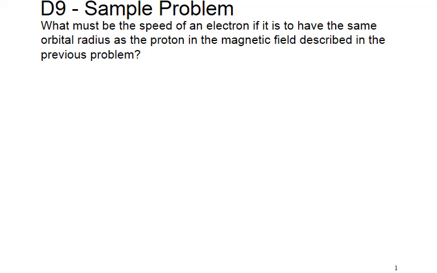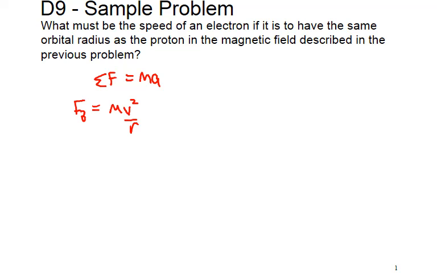What must be the speed of an electron if it's to have the same orbital radius as a proton, as described in the previous problem? And so this is a good one to practice as well. You'll need your data booklet for this. Go ahead and pause the clip and give this a try. See if you can figure out how fast an electron would actually need to be to have the same radius, and then you can check your progress. So go ahead and pause it, and when you're ready to check, you can hit play to continue.